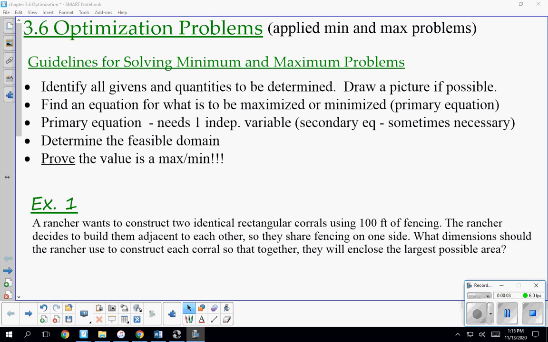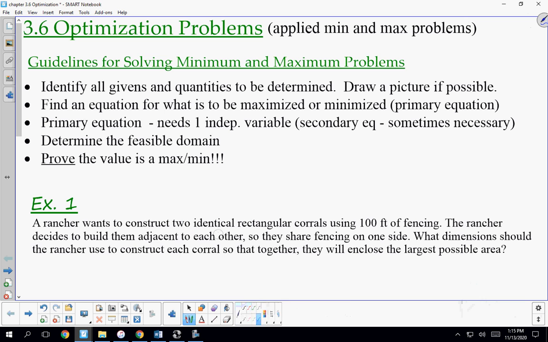The next thing we're going to learn about is how to do applied max and min problems. That's what we mean when we say optimization. So just like related rates, these are word problems. You have to come up with the equations, and that part can get a little tricky.